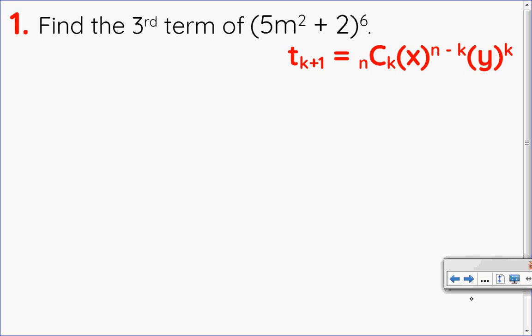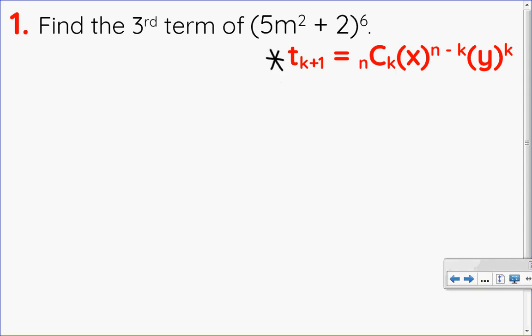Let's get started. In the first one here, I want to find the third term. I could expand this and count out what my third term is, but what I'm going to do instead is use the general term formula. So this one right here.